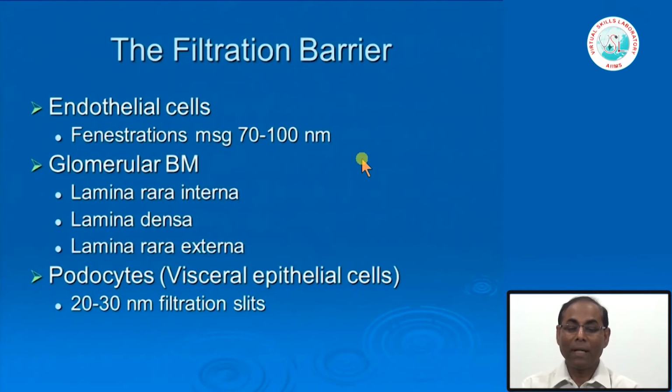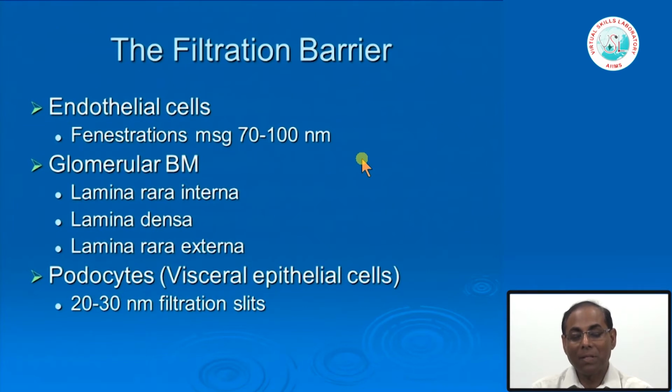If we summarize the filtration barrier, it consists of endothelial cells. They have fenestrations, the size is very big, around 70 to 100 nanometer gap. Then you have a continuous glomerular basement membrane. Structurally, under the electron microscope, we can see that some portion of it is rarefied in the subendothelial area. That's why we use the term lamina rara interna. Then there is a middle part which is dense, we call it lamina densa.